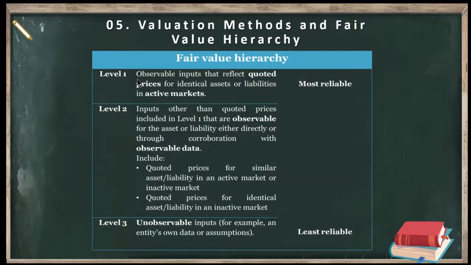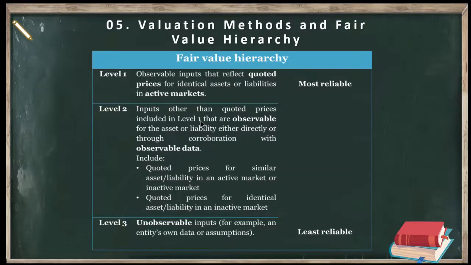Are there any observable inputs that reflect quoted prices for identical assets or liability in the active market? So, mao na yung una na tong pangitaon. And that would be the most reliable nga source of fair market value. So, a quoted price in an active market provides the most reliable evidence of fair value and shall be used without adjustments. In the absence of level 1, we can proceed to level 2.